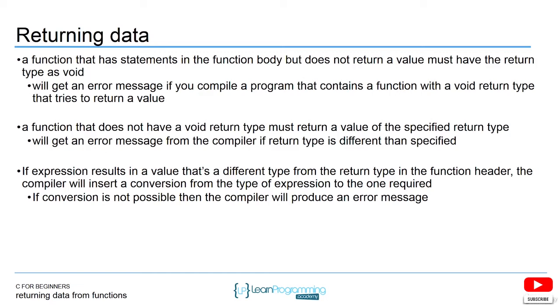It's not always possible to do the conversion. In cases where it's not possible, you're going to have an error that's produced by the compiler. If you're trying to return an int when you're supposed to return a string, or trying to return an int when you're supposed to return an enum, the compiler is going to complain.